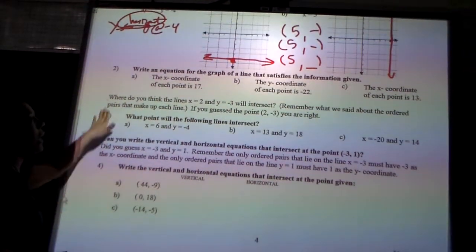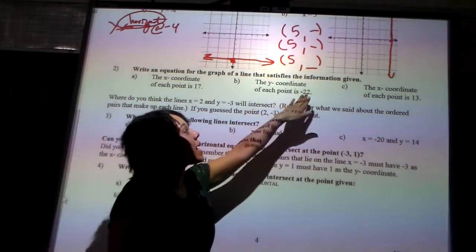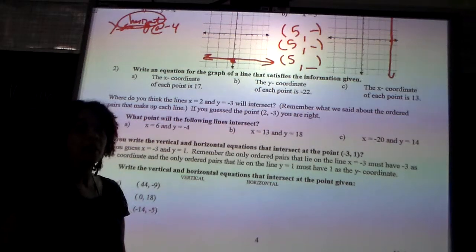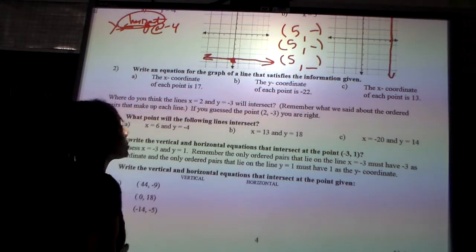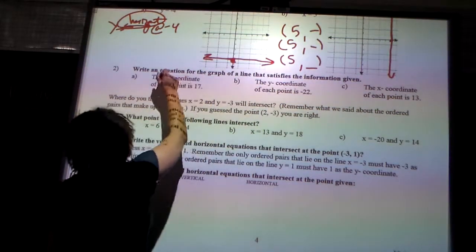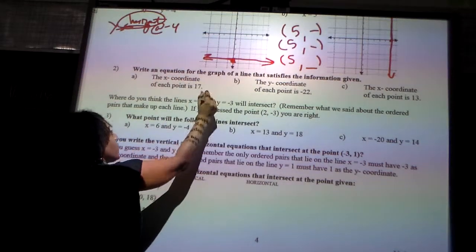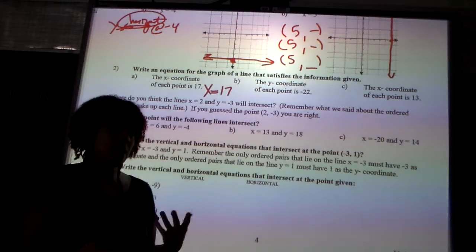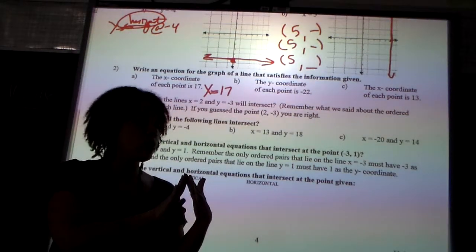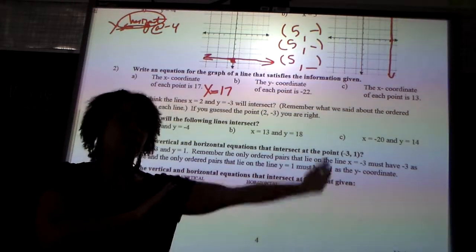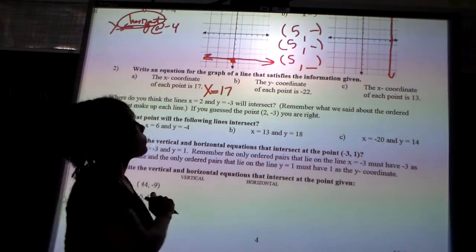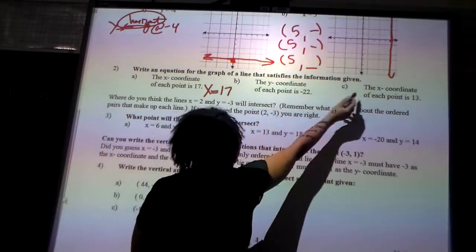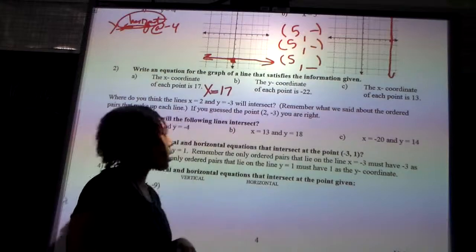Here we go. It says, write an equation for the graph of a line that satisfies the information given. They're just asking you to work backwards. So here, the x-coordinate of each point is 17. That just means when x is 17. If they were asking you to graph it, you would just start at the origin, go forward to 17, and make a vertical line. So I think you can do B and C if you're following along on that page.